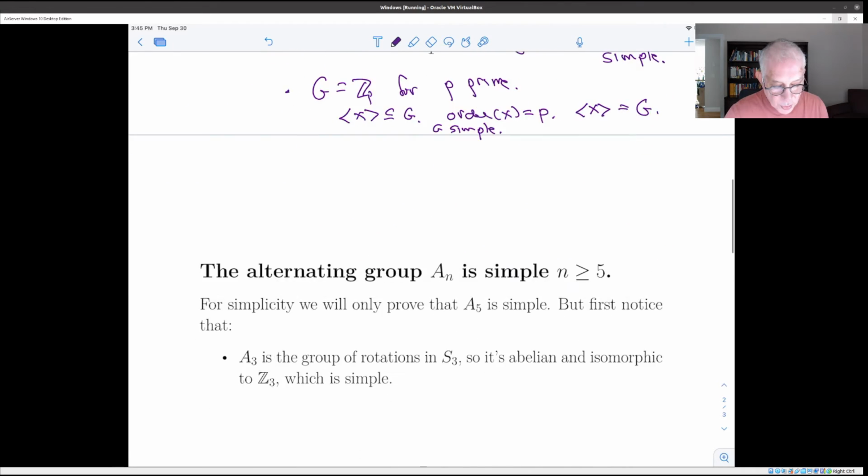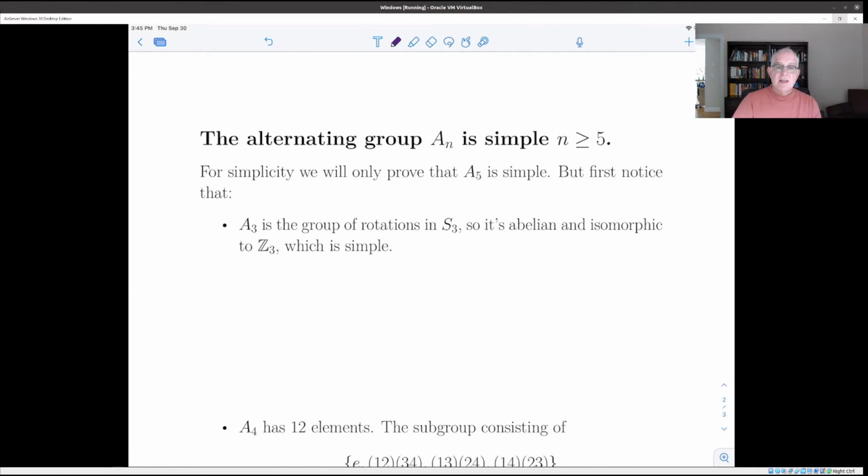Well, what about more complicated simple groups? Well, it's a theorem that, remember what the alternating group is. The alternating group is the subgroup of the symmetric group consisting of even permutations. And it turns out that the alternating group on n elements is simple once you get past n equal to 5. So just to remind you, what about if n is less than 5?